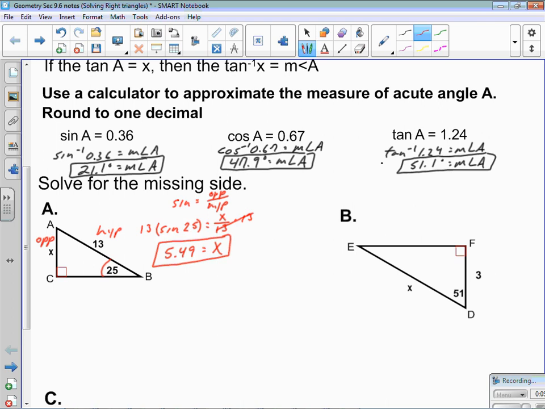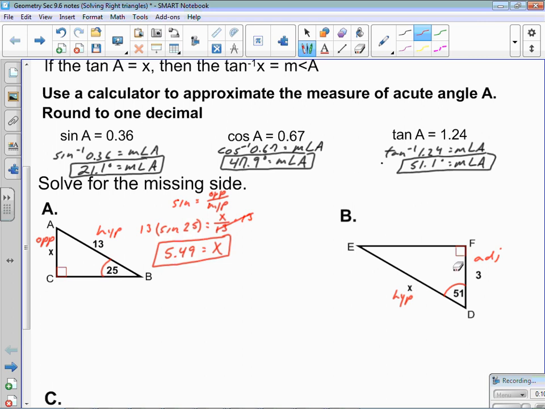All right, so then for B, we're given a 51 degree angle here. And we're given side FD and trying to find side ED. So side FD is what side in relation to the angle? FD, that's the adjacent side. And x would be the hypotenuse. So we're given the adjacent side, trying to find the hypotenuse.